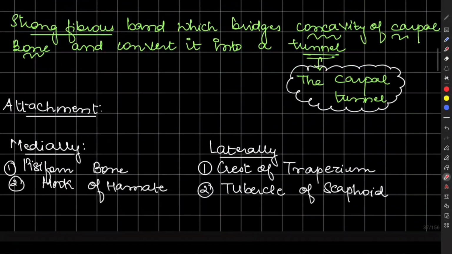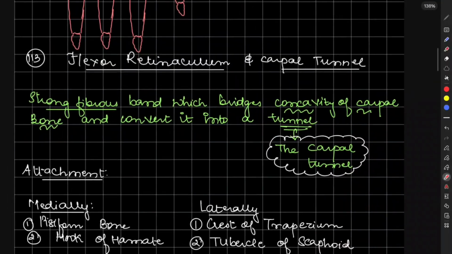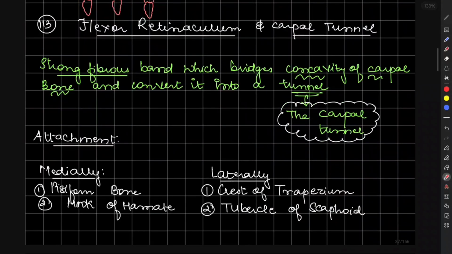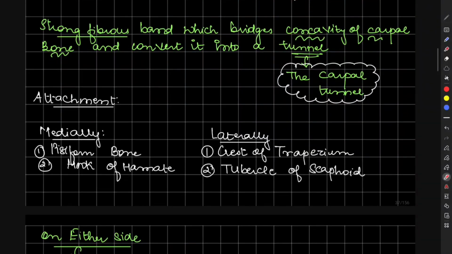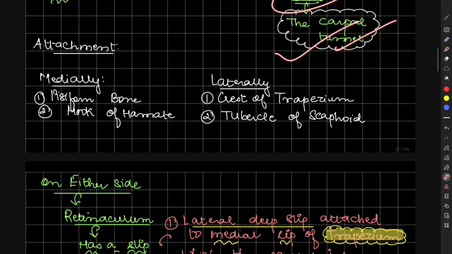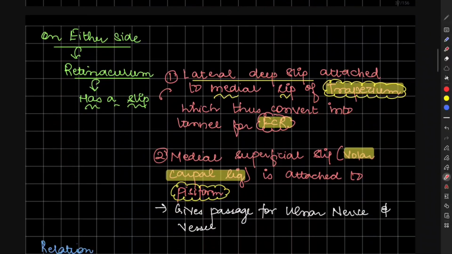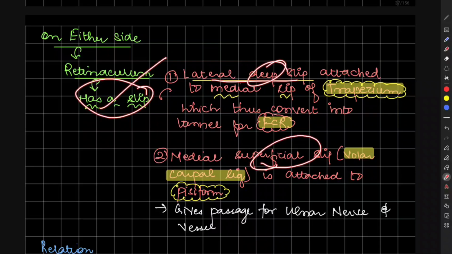So यही सब चीजें मैंने वापस थियरी में लिखी हुई है, तो नोट्स जब आप पढ़ोगे. Flexor retinaculum and carpal tunnel, strong fibrous band that bridges the concavity of the carpal bones, converted into a tunnel. Carpal tunnel, medially pisiform bone, hook of hamate, laterally crest of trapezium tubercle. On either side, retinaculum has a slip, lateral deep slip and medial superficial slip.